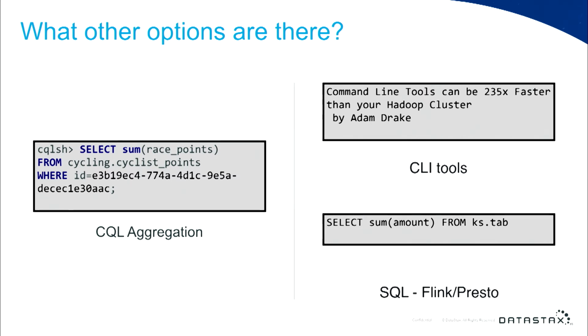And of course, for SQL, Flink and Presto also have SQL APIs, so if you already have those in-house, you don't need to switch to Spark to get that API, so consider those as well.